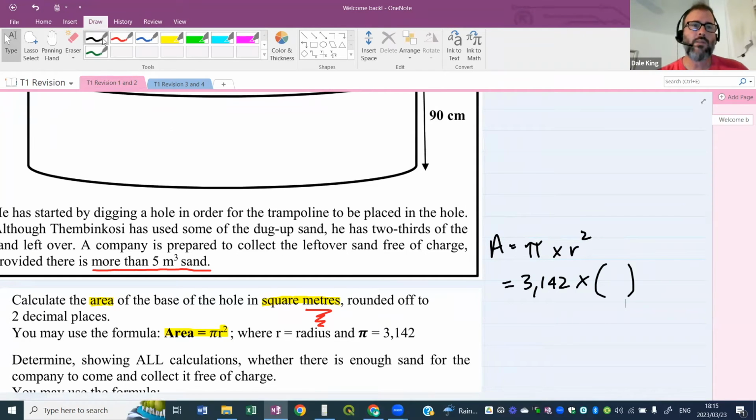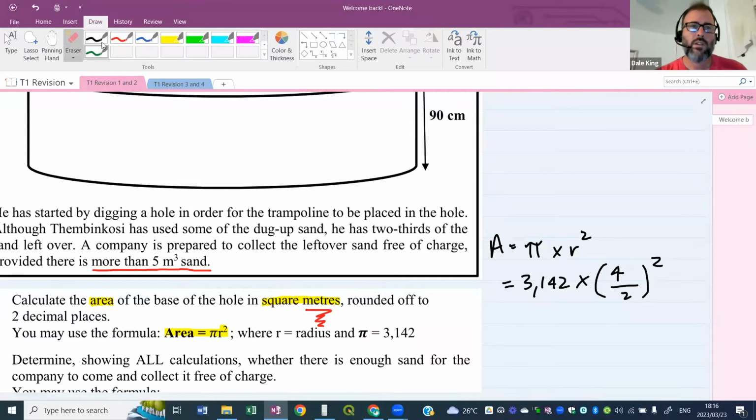Once I've got my radius, I will need to square it. So that little bracket there is waiting for the radius calculation. I'm going to substitute in my diameter here, moving this over slightly to make some space. I'll show the marker: I know what I'm doing, 4.3, and I need to divide that by 2. So I'm telling the marker I know I need to divide the diameter by 2.